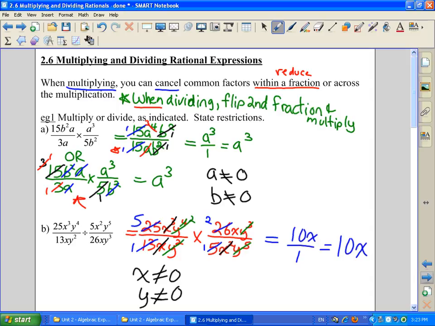Now to look for my restrictions, ladies and gentlemen, I go back to my denominators. Again, we have two denominators here to look at. So a cannot equal 0 and b cannot equal 0. And remember that since they've canceled out, these are both wholes. That's why it's a restriction, because they're both wholes.